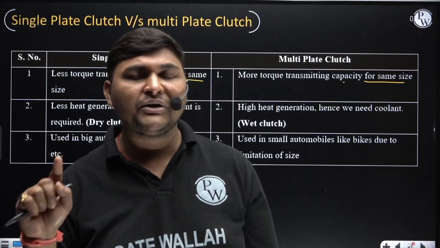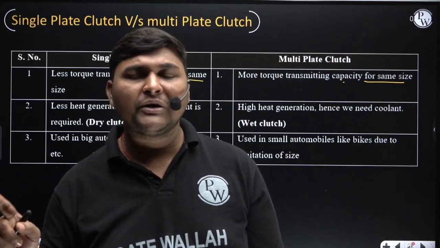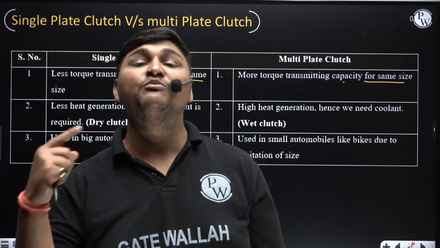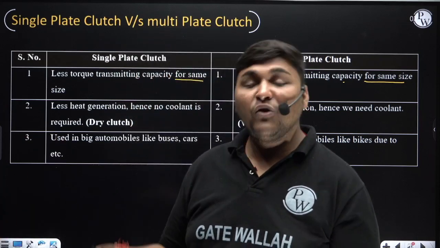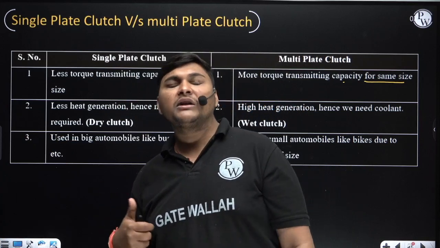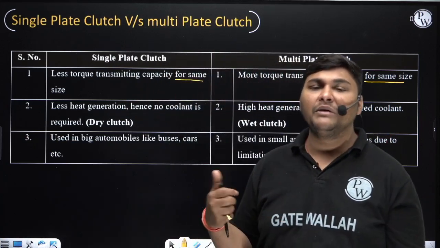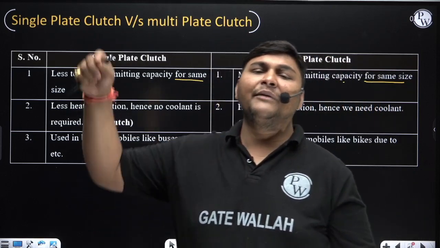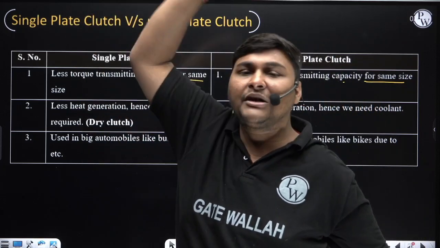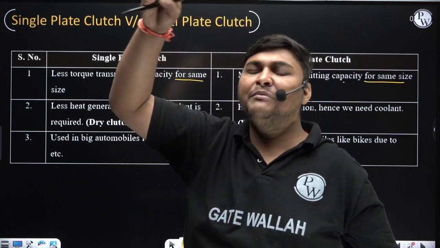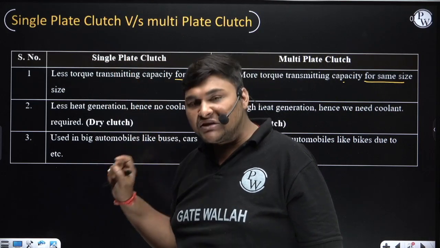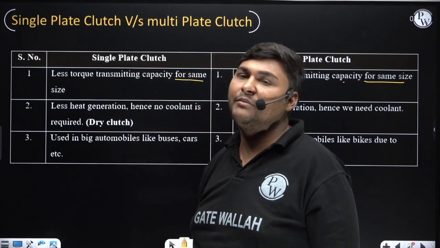If one side is effective it is 1, if both sides are effective it is 2, but for multi plate clutch the number of pairs of contact surfaces, that is N, is more than 2. That's why for the same size of clutch, the torque transmitting capacity of multi plate clutch will be high. Why have I mentioned same size? Suppose for a single plate clutch I take a high value of R0 as compared to multi plate clutch, then it might be possible that more torque is transmitted by the single plate clutch. But for the same size, the torque transmitting capacity of multi plate clutch is high.